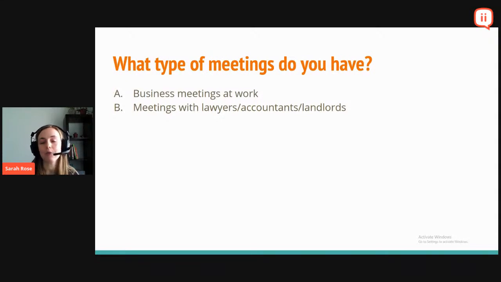We have a meeting. But outside of work, or maybe with your business, but not necessarily, we also have meetings with lawyers, accountants, landlords. That's the person, if you rent your house or your apartment, maybe you have to meet with the landlord, the person who owns your flat, or with the estate agent. Maybe if you are a parent, you meet with the teachers of your children.